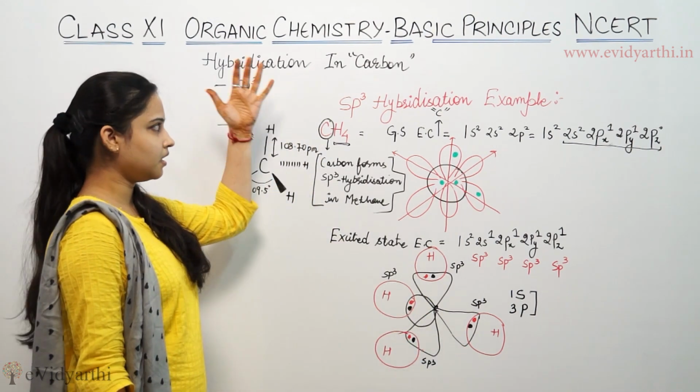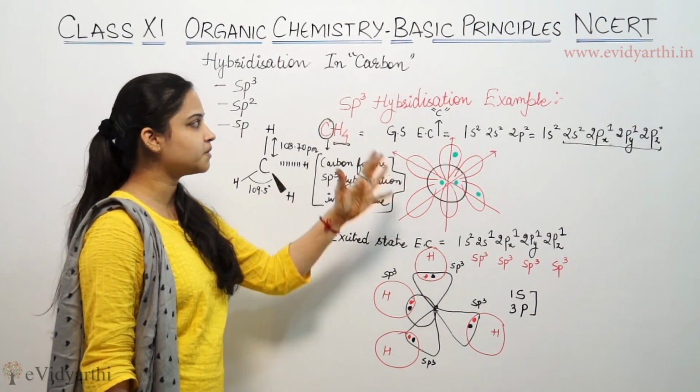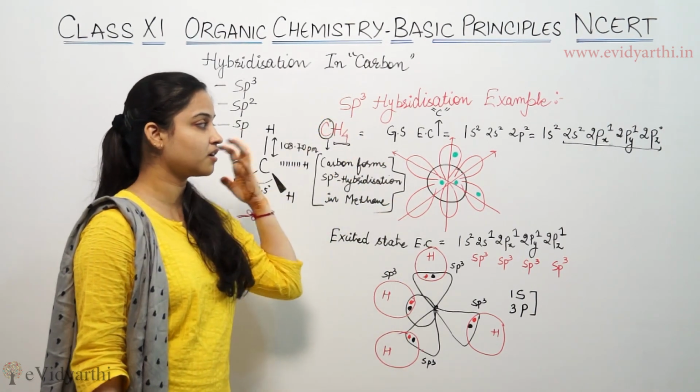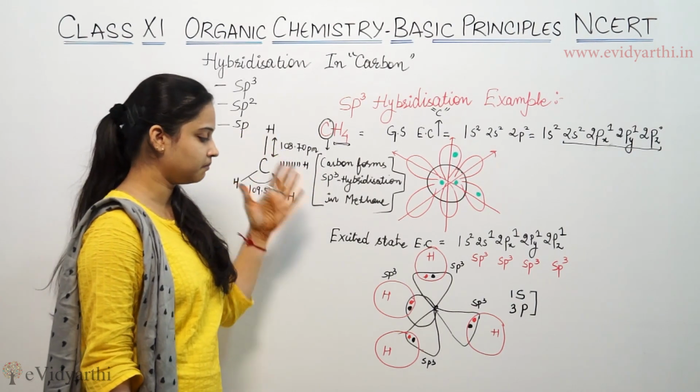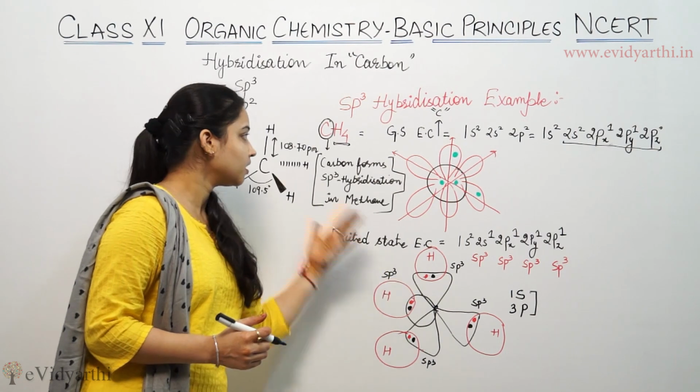This is the structure of methane, and this is the discussion of how sp3 hybridization comes about for carbon in methane. This is the sp3 hybridization example for carbon.